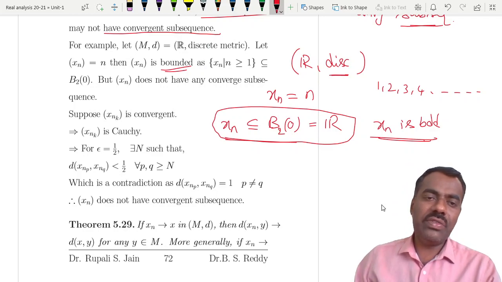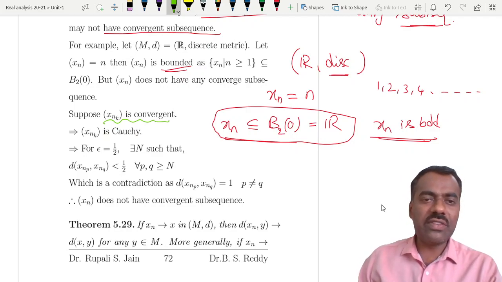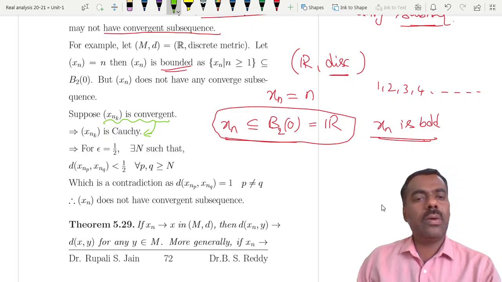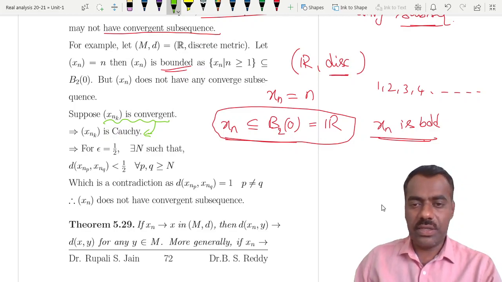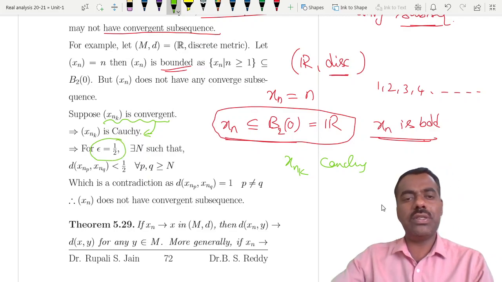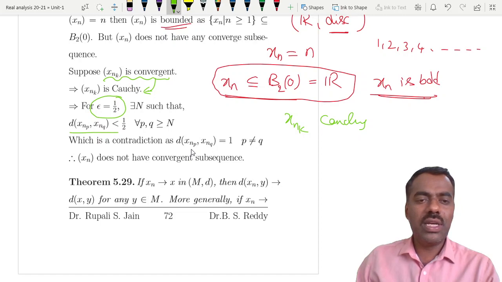We assume that xnk is some subsequence which is convergent. So we know that every convergent sequence is Cauchy. Okay, so xnk is a Cauchy sequence, but we get a contradiction to this, because if at all it is Cauchy, then for any epsilon, in particular for epsilon equal to 1 by 2, there is some stage such that the distance between these two should be less than epsilon, which is less than half.